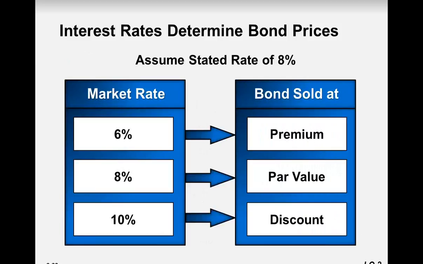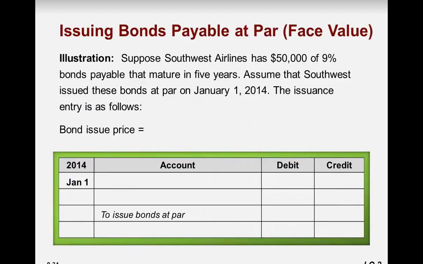sell at a discount, because if I can get 10% on my money, why would I invest in something only paying 8% if there was not a reason to level that out? So if I pay less than the full price of the bond and then I'm still being paid the 8%, it levels the playing field out so that I would invest in that bond, or potentially invest in that bond.